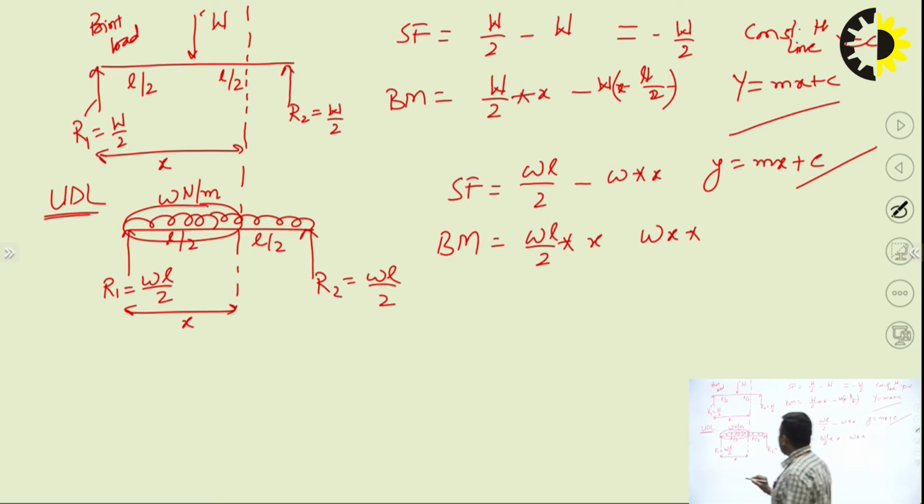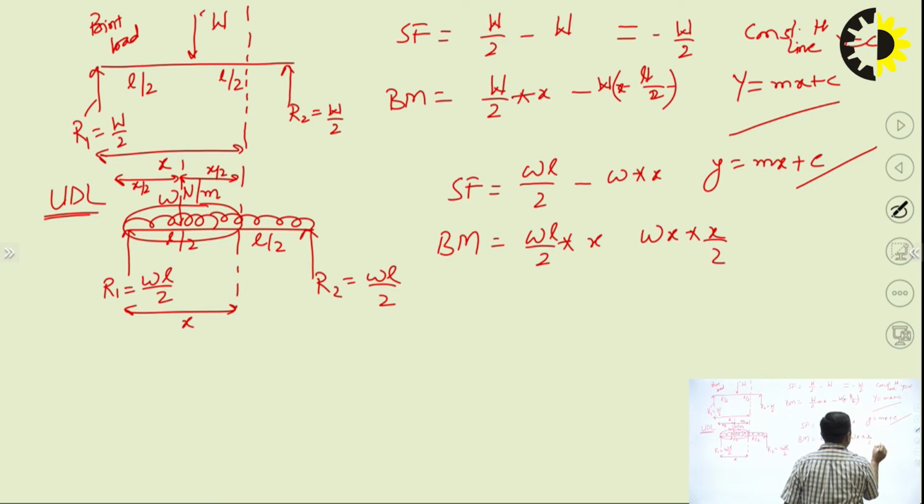डिस्टेंस कितनी होगी W into X की? W into X ये है जो सर्किल में है इधर, ठीक है ना? ये कहां पर होगा? मिड पॉइंट पर. किसके मिड पॉइंट पर? जितनी लेंथ पर स्प्रेडेड है, and that length will be x by 2. So wx into x by 2.